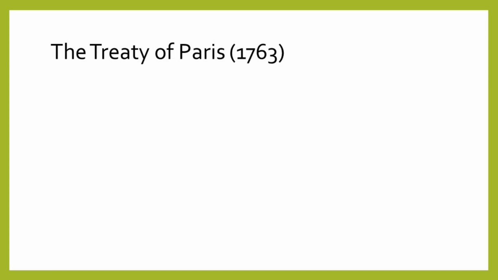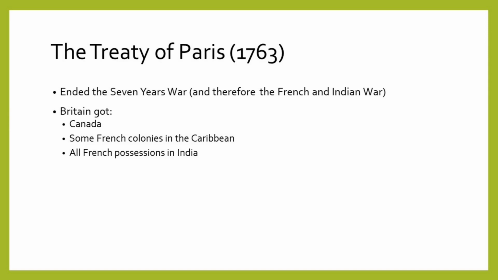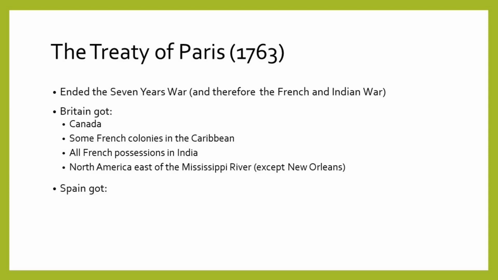The larger Seven Years' War ended with the Treaty of Paris in 1763, in which the French gave the British Canada, some of their colonies in the Caribbean, all of their colonies in India, and everything on the continent east of the Mississippi River. The only exception to that was New Orleans, which went to Spain along with all of French Louisiana west of the river.